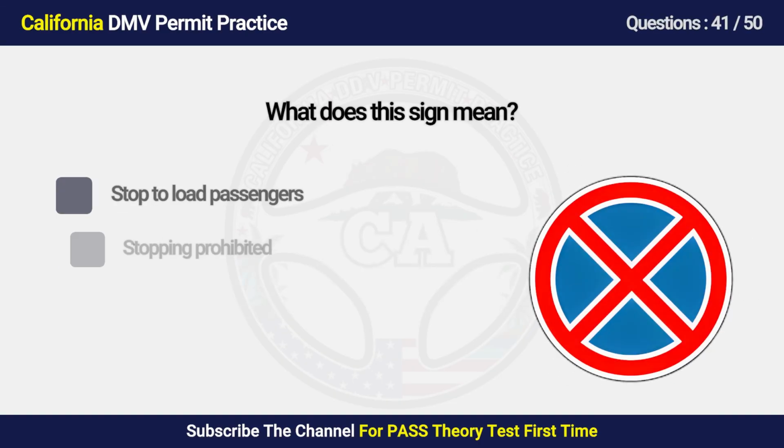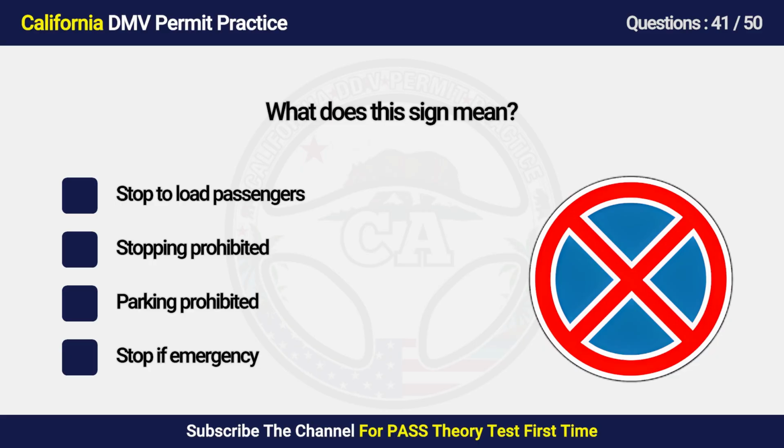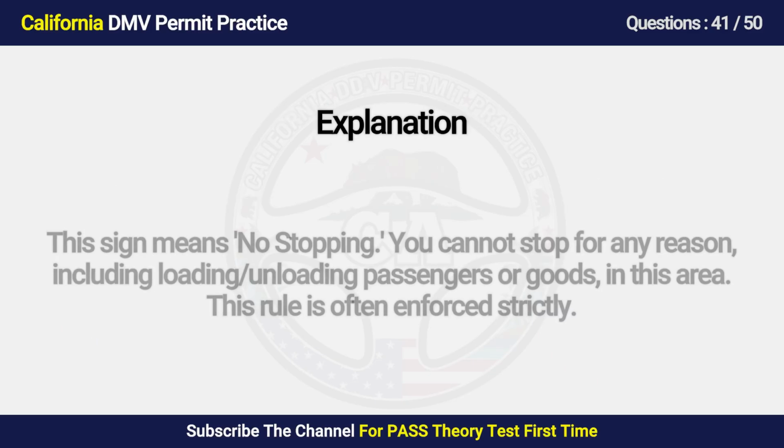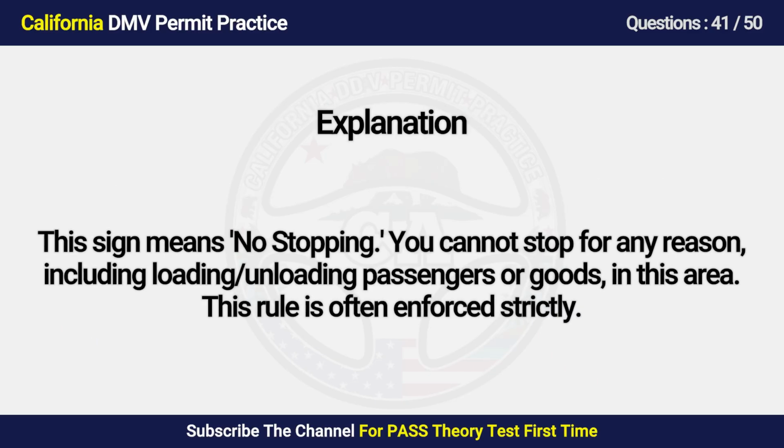Question 41. What does this sign mean? A. Stop to load passengers. B. Stopping prohibited. C. Parking prohibited. D. Stop if emergency. Answer is B. Stopping prohibited. This sign means no stopping. You cannot stop for any reason, including for passengers or goods, in this area. This rule is often enforced strictly.